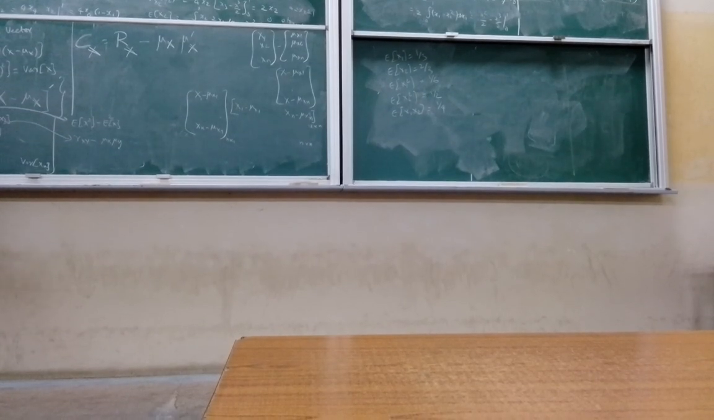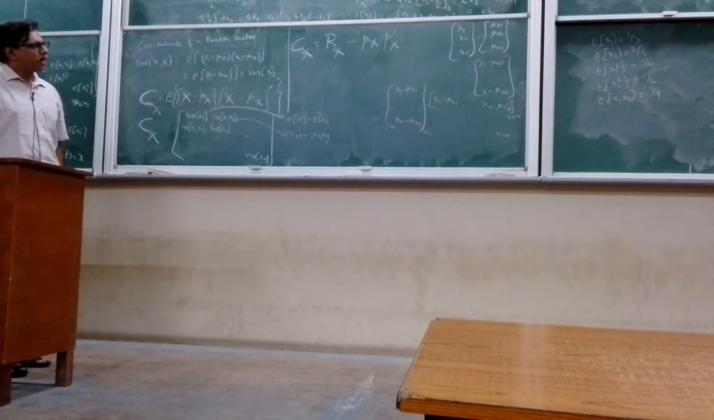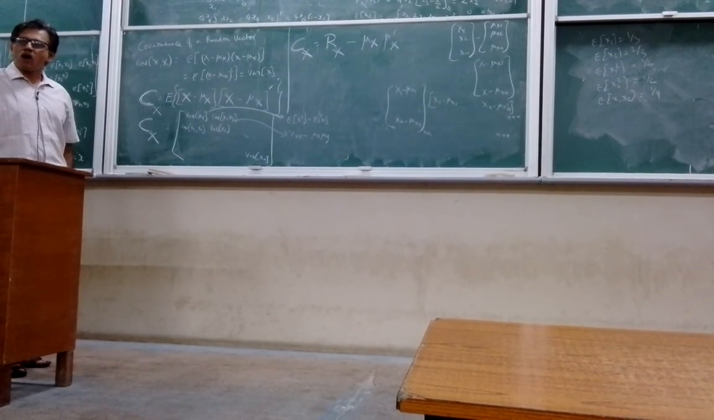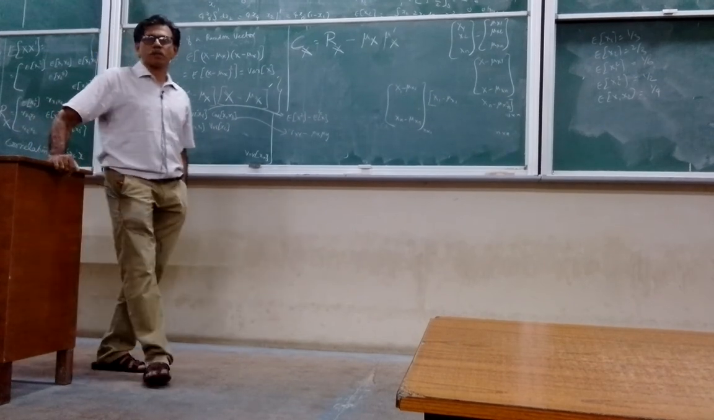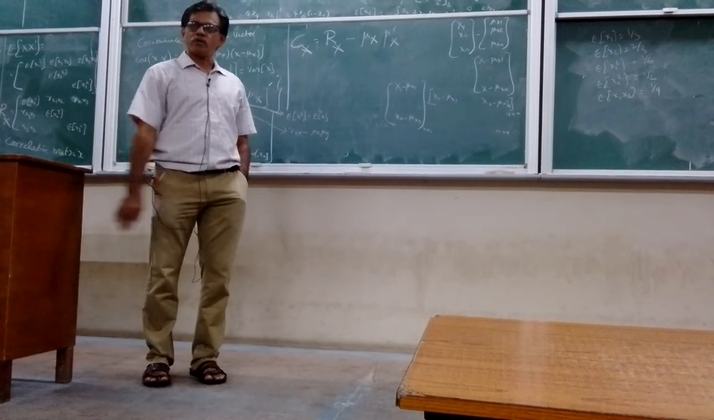So this is how you will handle random vectors. Then we will see later on Gaussian random vectors as a special case before we conclude our discussion on random vectors.